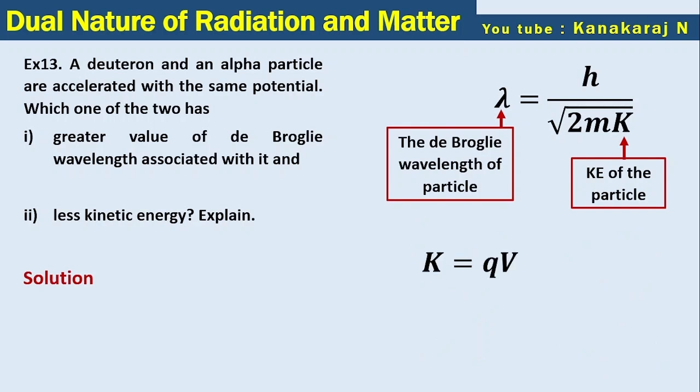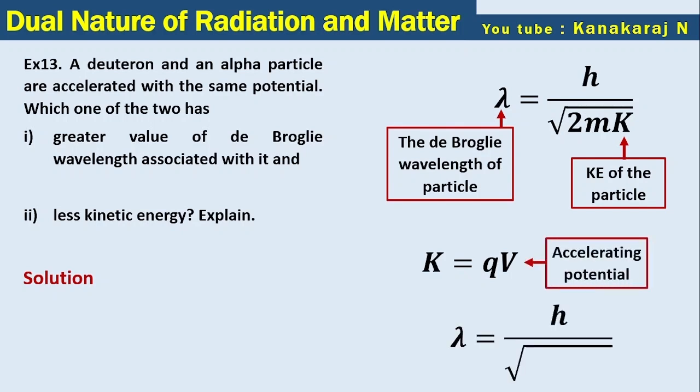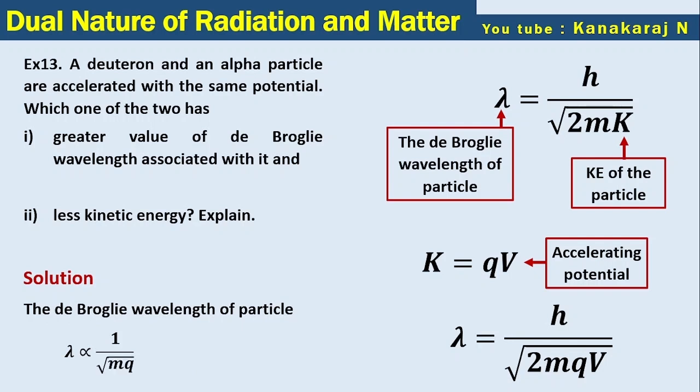Kinetic energy equals Q times V. This is the electrical energy. Q is the charge of the particle. V is the accelerating potential. So, lambda can be written as h upon root of 2m Q times V. We are going to use this formula. The de Broglie wavelength of the particle lambda is proportional to 1 upon square root of mQ.